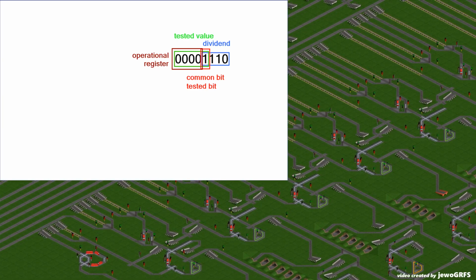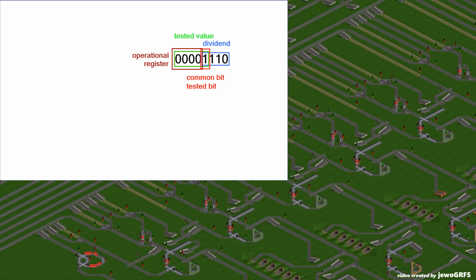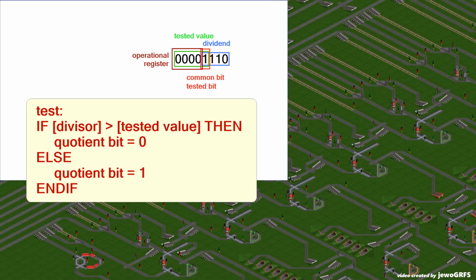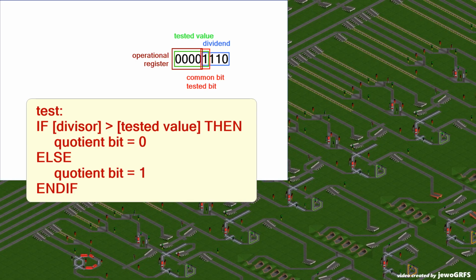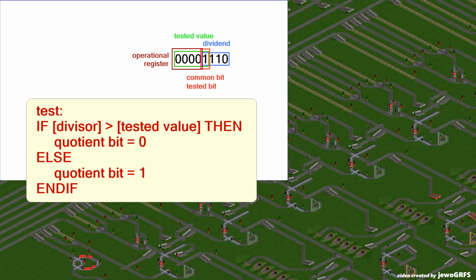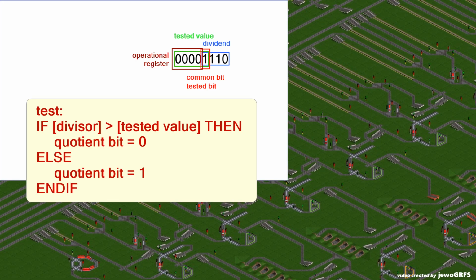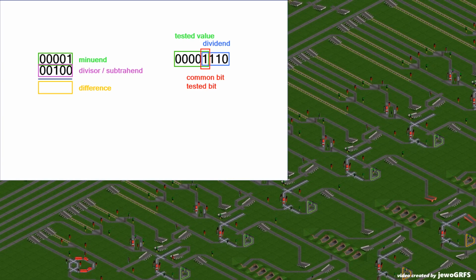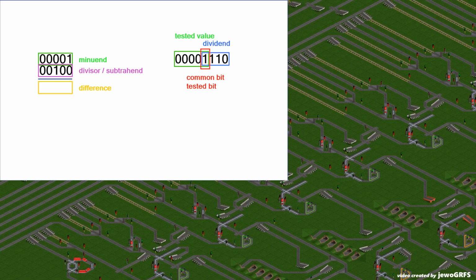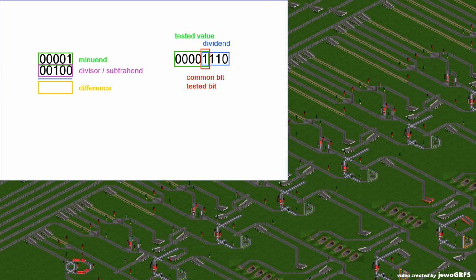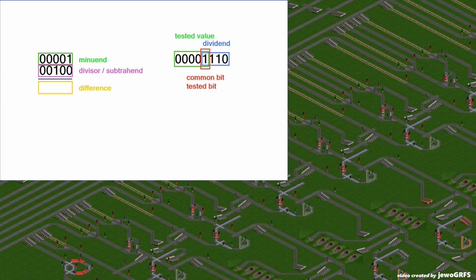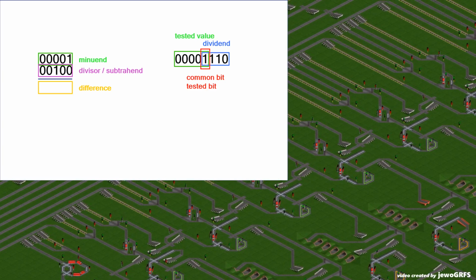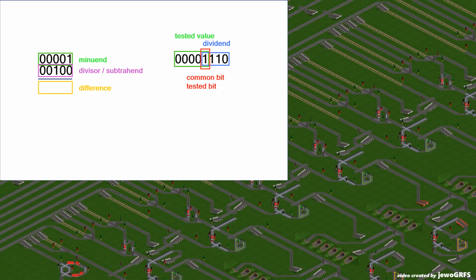To make that test, I would have to build some kind of comparator, because we're testing if our divisor is smaller than the number in the green, the tested value. That means that I would have to build an additional circuit. Instead of this, I can get the same result if I just subtract. So I need to have some kind of subtraction circuit, which is hardware, so I can't move it. So it needs to be stationary. Our subtrahend over here will be our divisor, and the minuend will always be that tested value, copied from that green register.